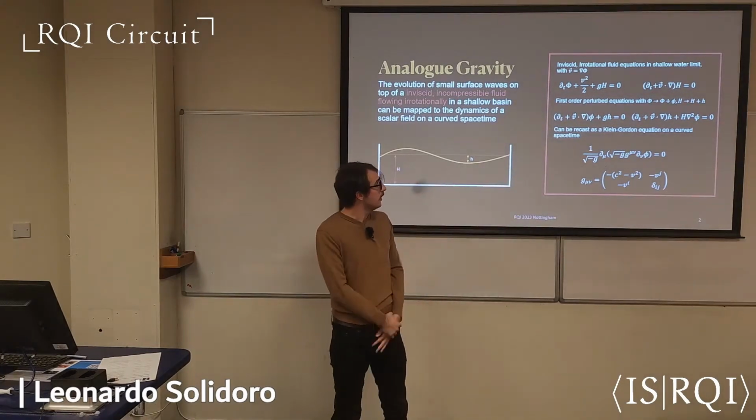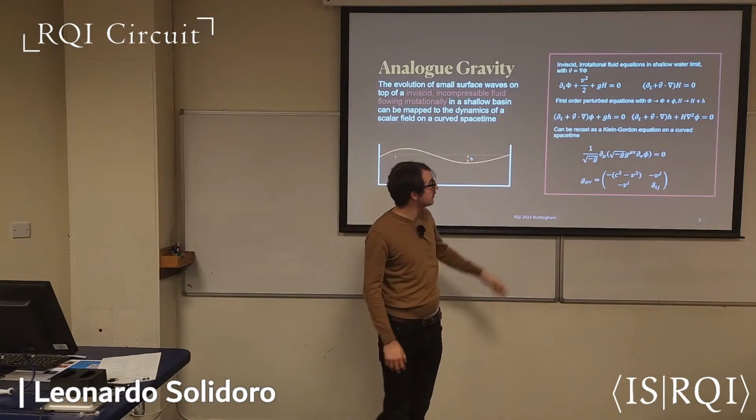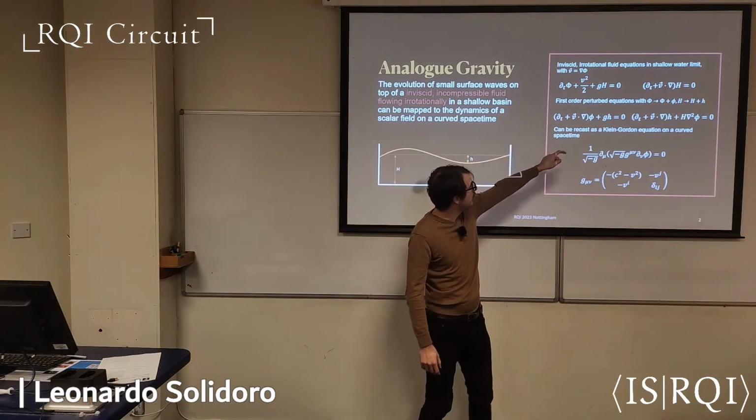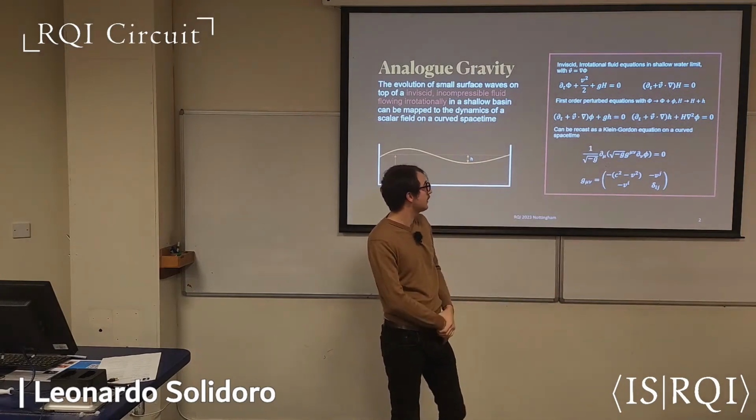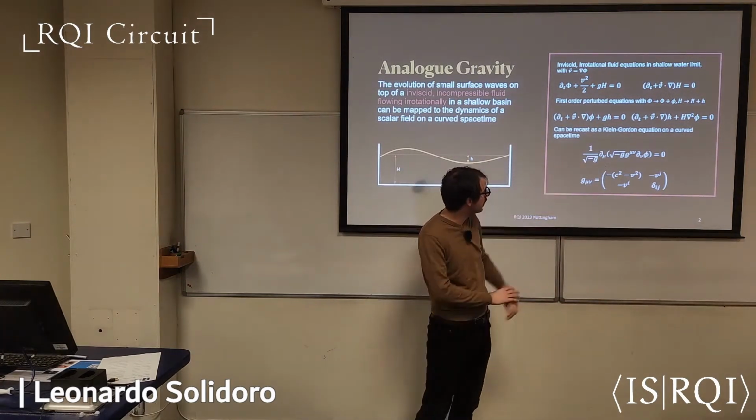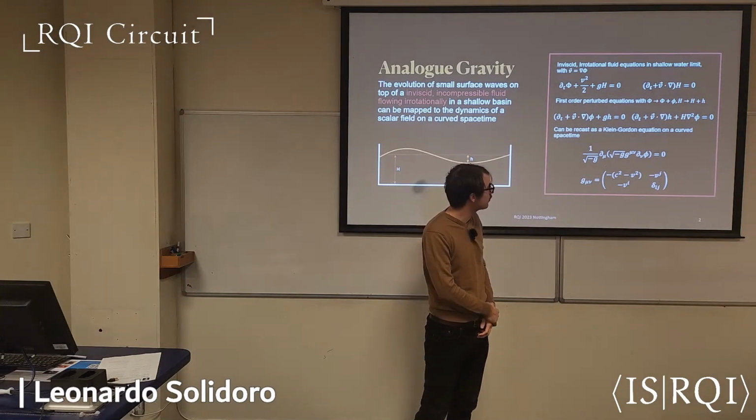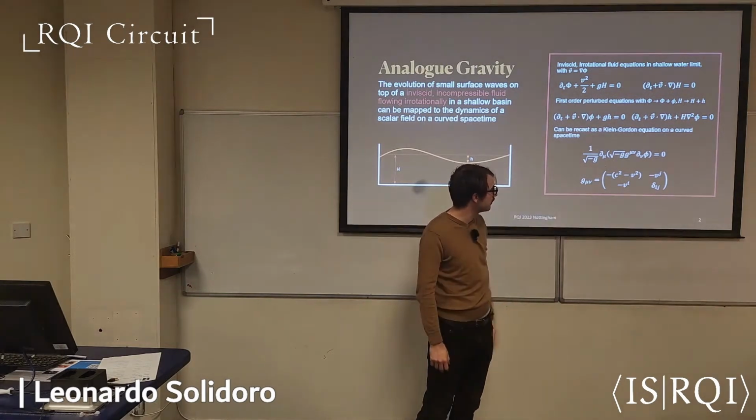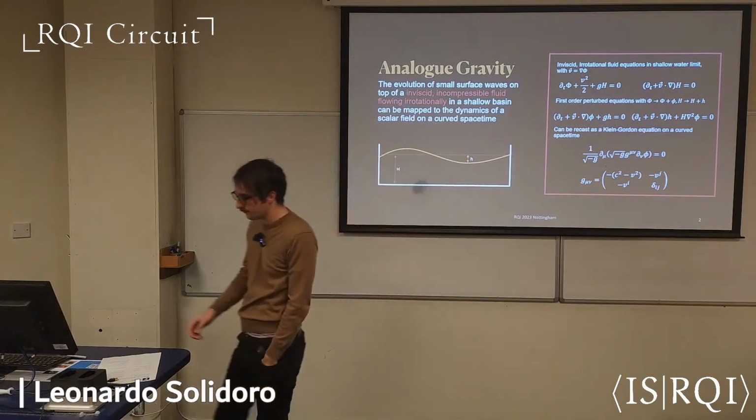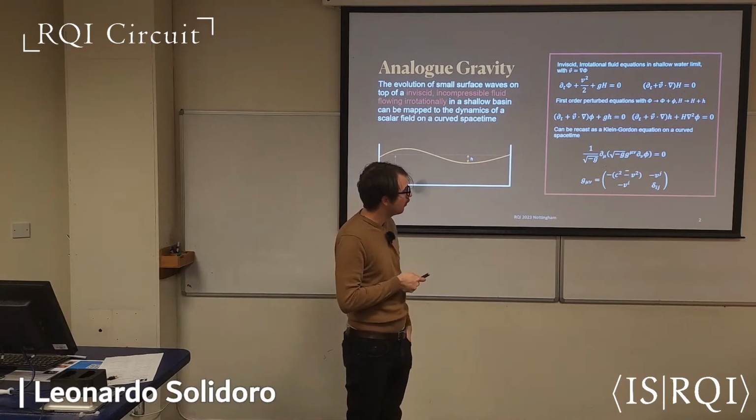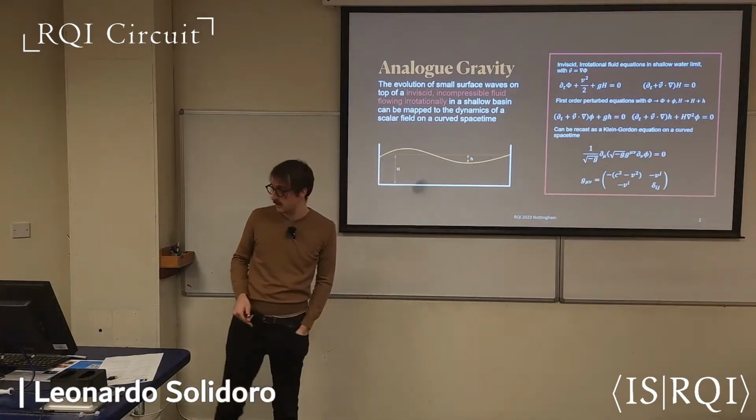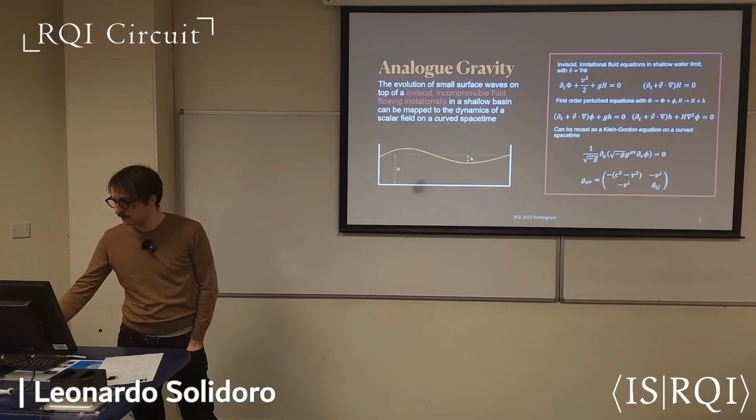By perturbing the equations to first order, we get this couple of equations for the perturbation of the velocity potential and the height field, which can be recast as an effective Klein-Gordon equation for these perturbations, whose metric is given in terms of the velocity flow of the fluid, and it depends on the propagation speed of the perturbations, which can vary as the basin changes.